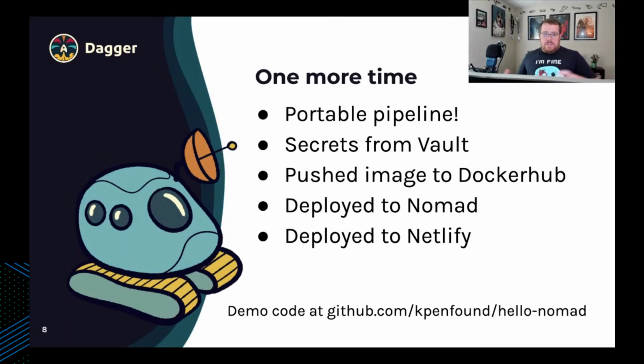We've stored those secrets in Vault so that we can have one team manage all the secrets for everywhere rather than having to copy paste into whatever CI platform you're running. We've pushed that image to Docker Hub. We've deployed to Nomad. We've deployed to Netlify.